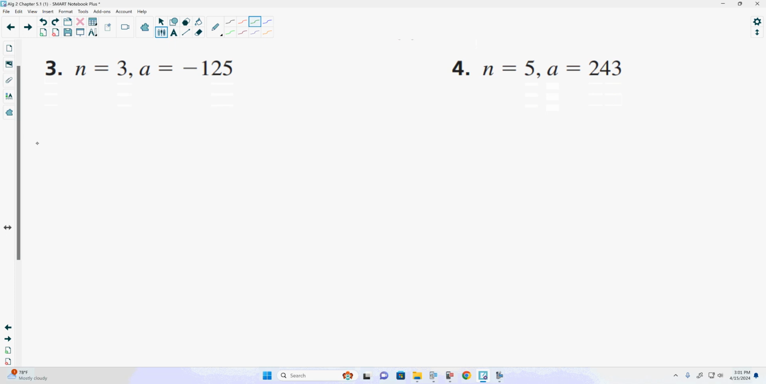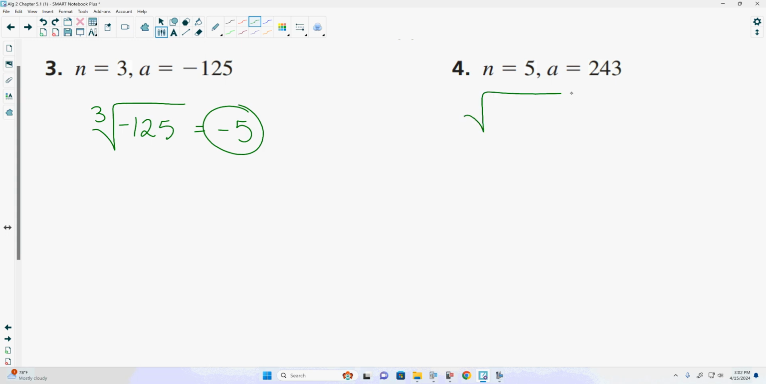N is 3 and A is negative 125. So here we're wanting to take the cubed root of negative 125. So here, because it's an odd root, we will have one real solution, and it works out to be negative 5. Because we could have the calculator and it will tell us our solution.